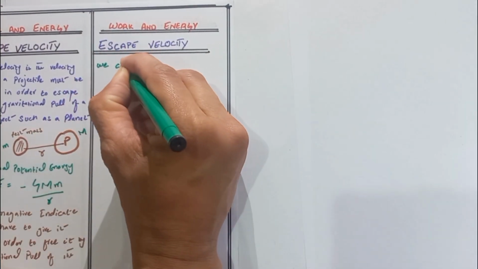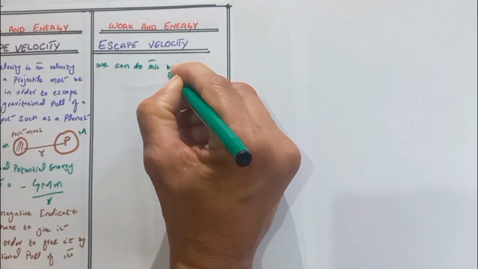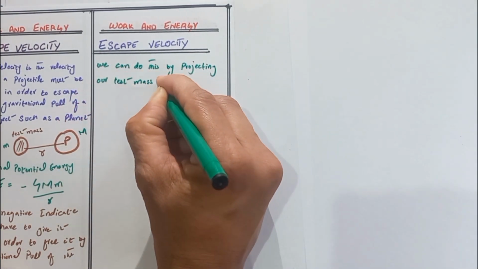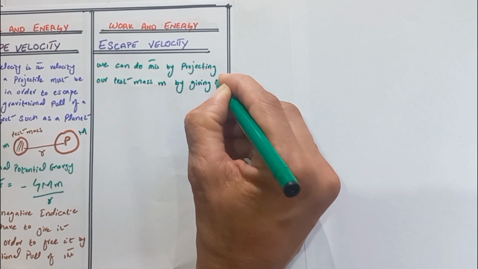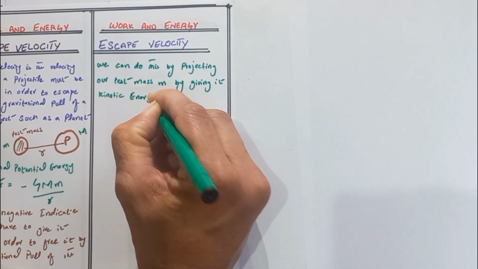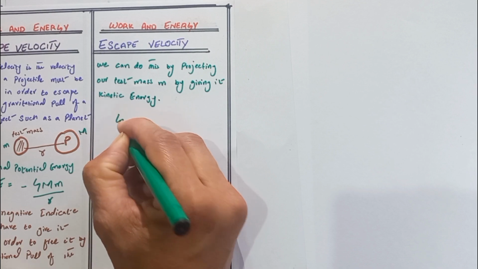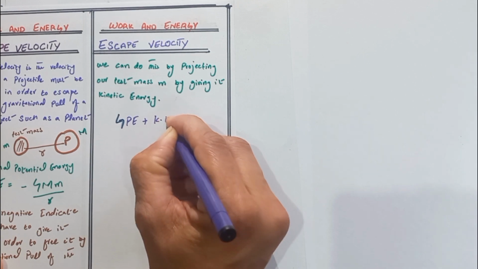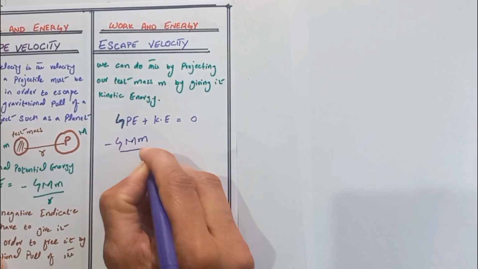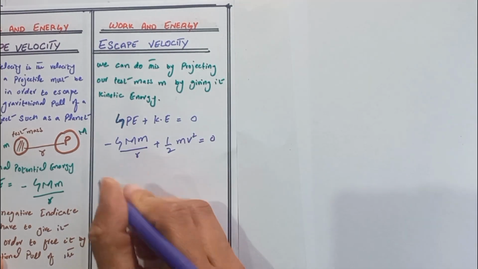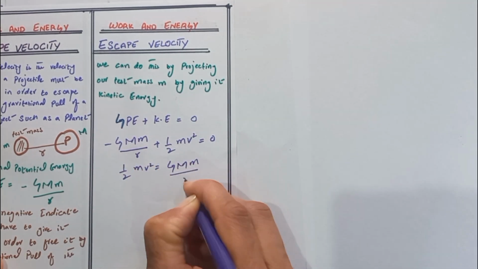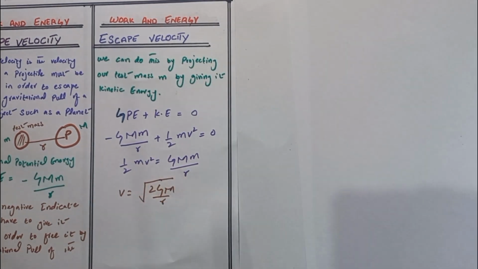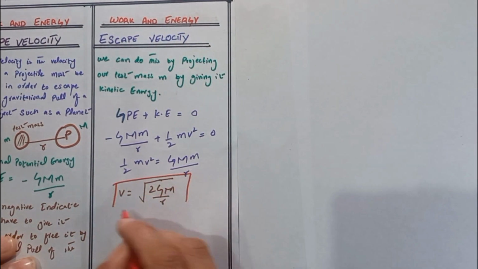We can do this by projecting our test mass m and giving it kinetic energy. Here we add the gravitational potential energy plus kinetic energy. Gravitational potential energy is equal to minus G capital M small m over r, plus kinetic energy, which is equal to half m v squared. So we can write it as G capital M small m over r. So the final equation we get is v equal to the square root of 2GM over r. This is the equation of the escape velocity.